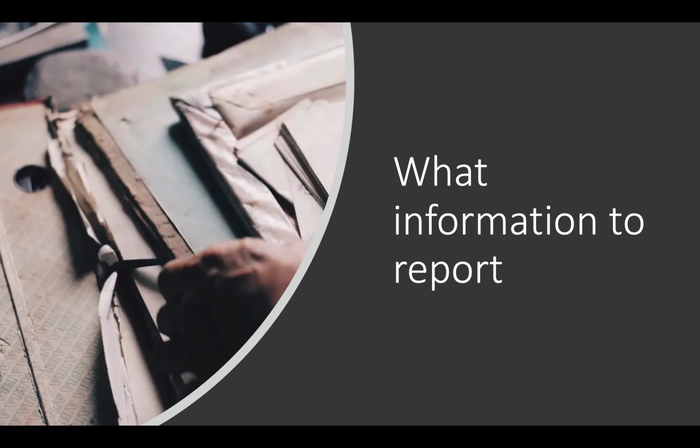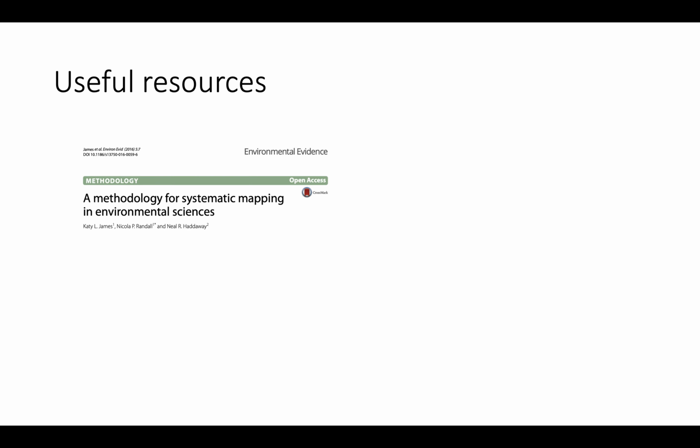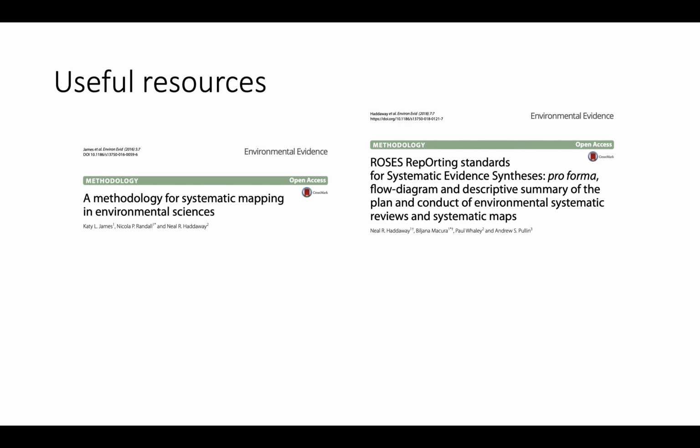So what information should we be reporting? Well, first of all, there are some useful resources that you can learn more about. This is only an overview and there's always more information out there. You can start off by reading some methodology guidelines for specifically systematic mapping and environmental sciences, but more broadly relevant to lots of other fields as well.